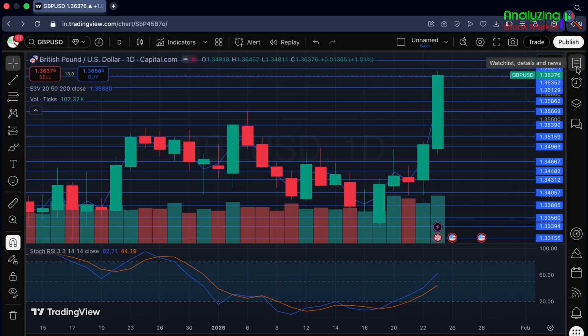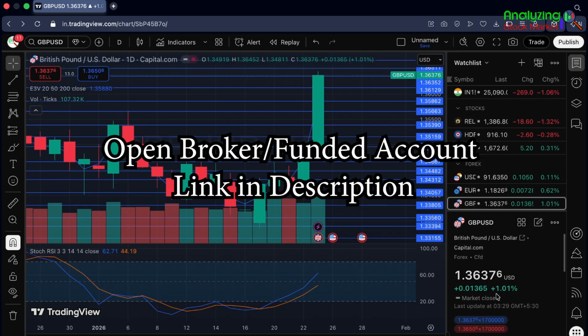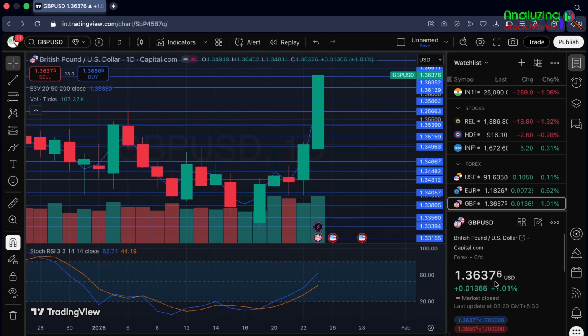Let's talk about the closing first in GBP USD. So we can see a 1.01% positive move on Friday. 1.36376 was the closing on Friday.